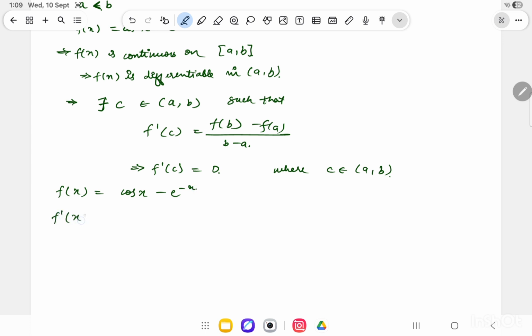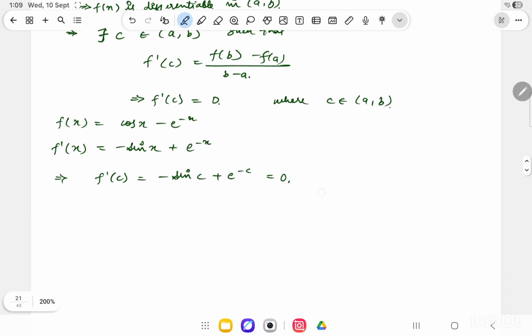So if I take its derivative with respect to x, I'll be getting minus sin x plus e raised to minus x. So from here I'll be getting f dash c equals minus sin c plus e raised to minus c equals 0. That is the same as saying I can multiply by e raised to c throughout, so I'll be getting e raised to c into sin c plus 1 equals 0.